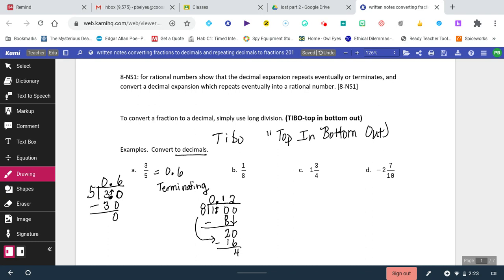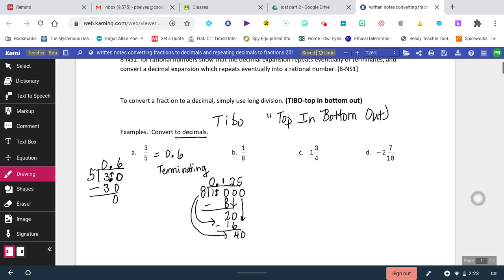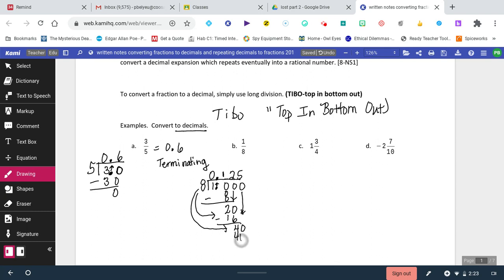Subtract, you get 4. The only time I want you to stop is when you get a repeating number in your quotient, or you get a remainder of 0. All right, how many groups of 8 can I get out of 40? And that would be exactly 5. Now I got a remainder of 0. So this is simply 125 thousandths. It ends in the thousandths place, therefore it is also terminating. It stops in the place value.